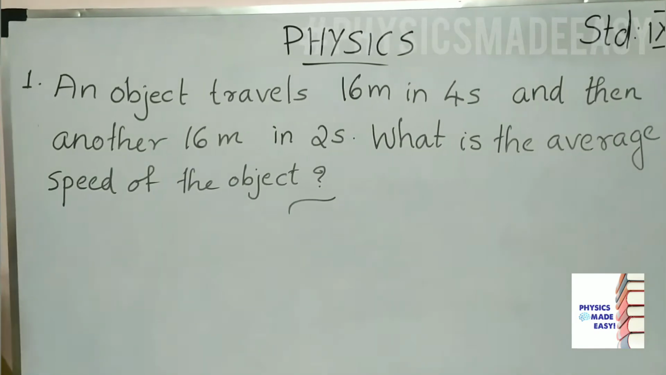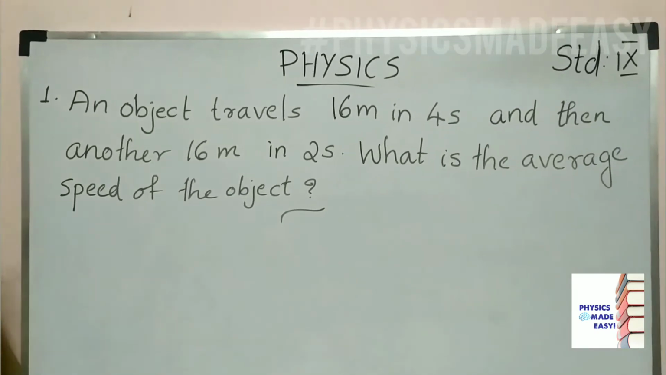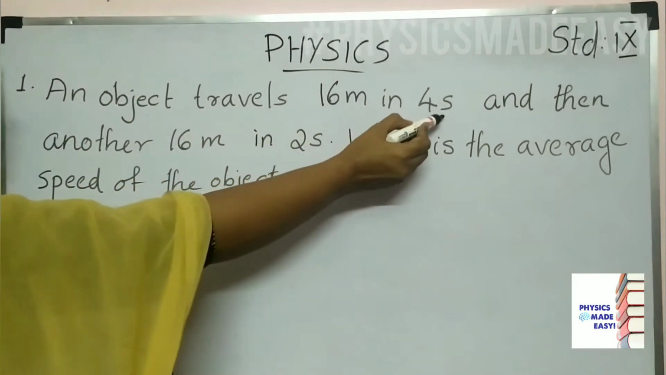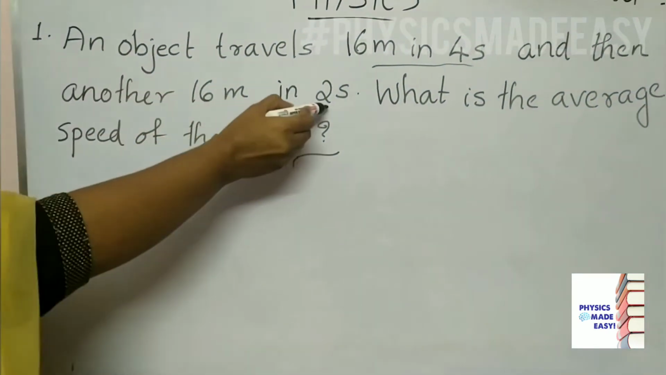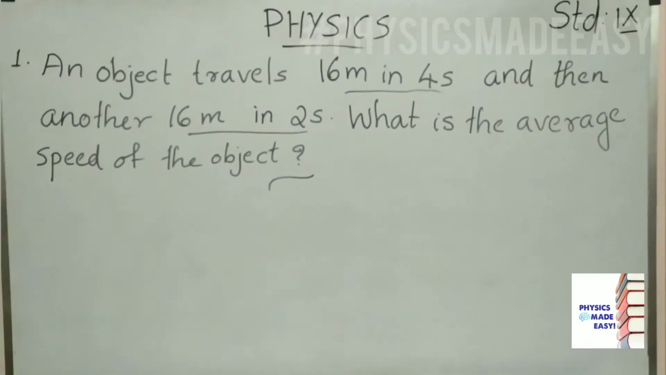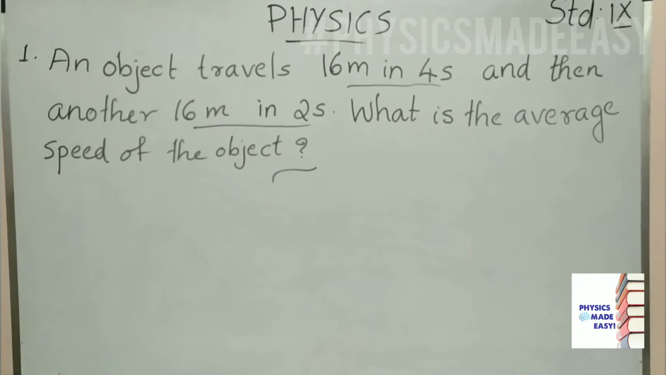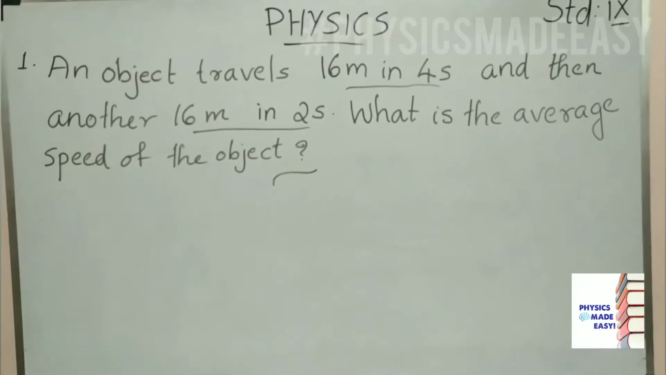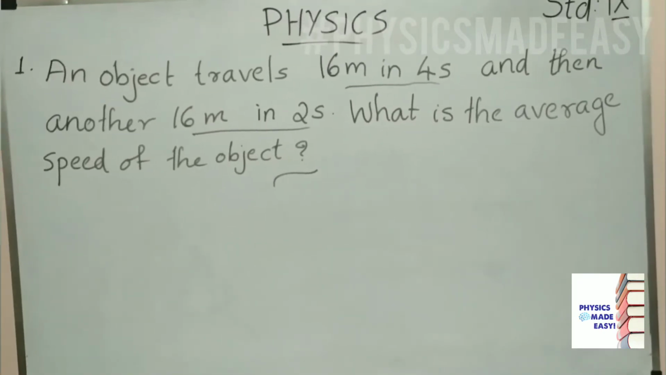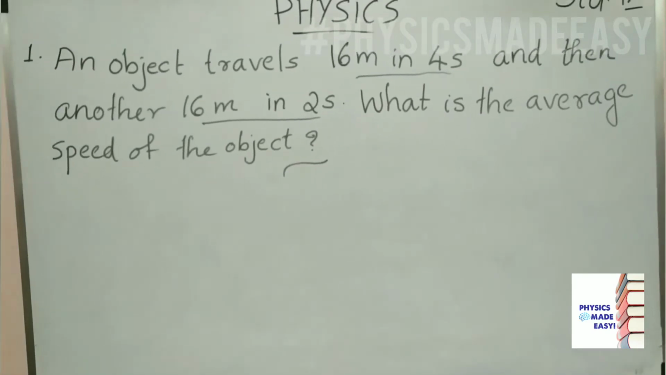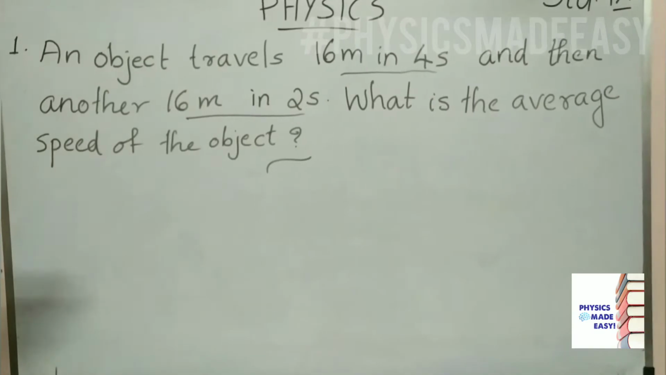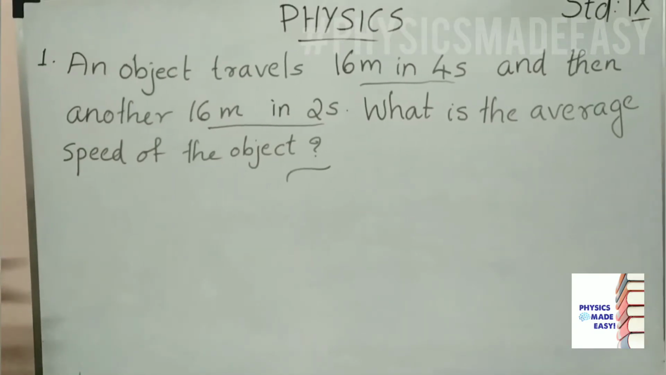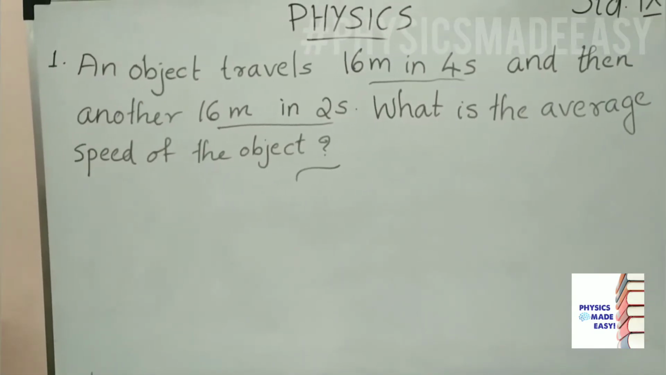You can see a question here. An object travels 16 meters in 4 seconds and then another 16 meters in 2 seconds. What is the average speed of the object? Here distance is given, 16 meters in 4 seconds, another 16 meters in 2 seconds. What is the average speed? So here there is no need to write that. You can write the equation directly and from that you can find the answer.